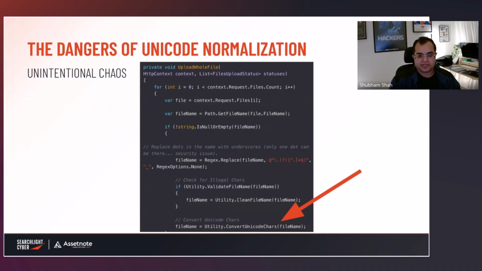What you can see here is code from DNN or DotNetNuke, where they take some user input, the file that's being uploaded, they get the file name, and then they do a bunch of sanitization through Regex.Replace. They validate the file name for having illegal characters, and they even clean the file name if it does, but then finally they make a call to convert those Unicode characters. And this is really where the unintentional chaos occurs.